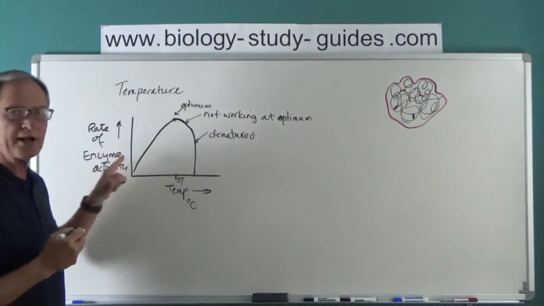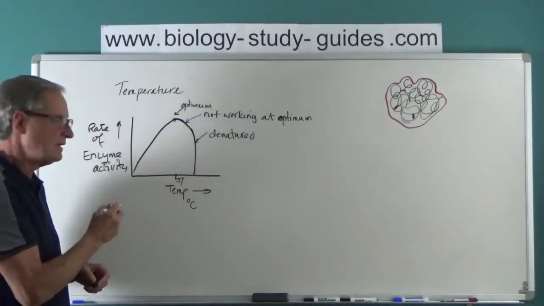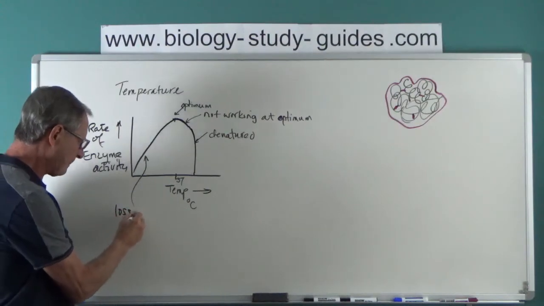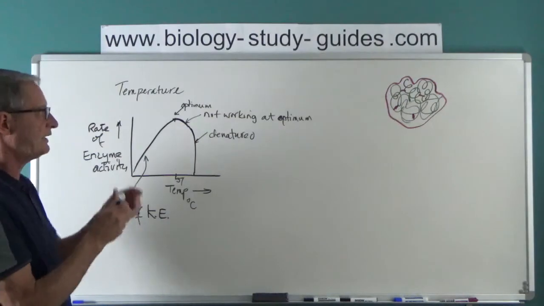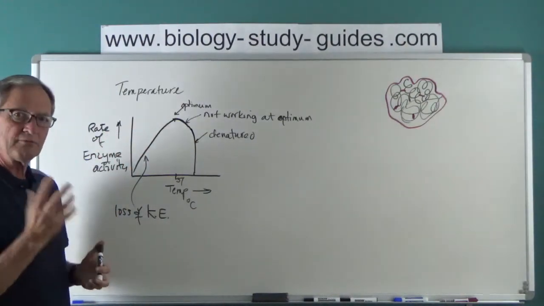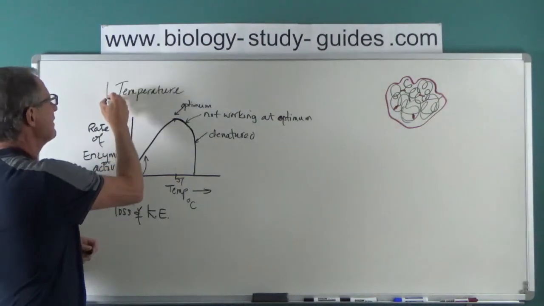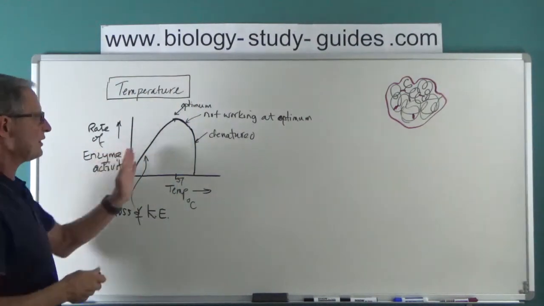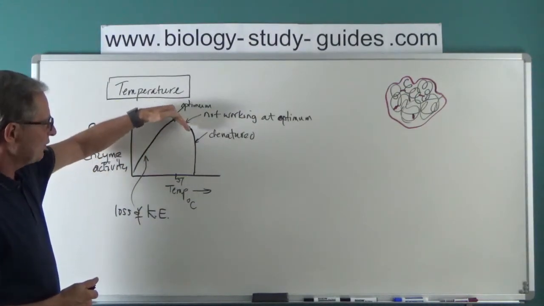But notice it's not a symmetrical graph. There's no denaturing on this side. This is going down due to a loss of kinetic energy and a loss of the ability of the enzyme to perhaps do that little induced fit bit. Right? So there's one thing that affects the rate of enzymatic activity, temperature. As temperature increases past optimum, the enzyme rate will decrease.